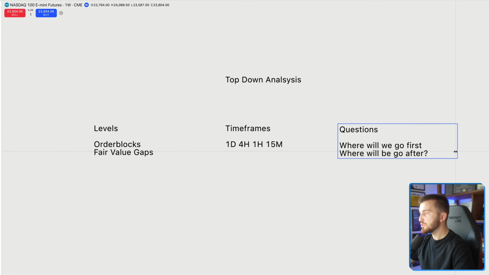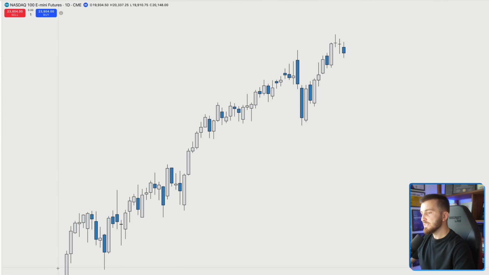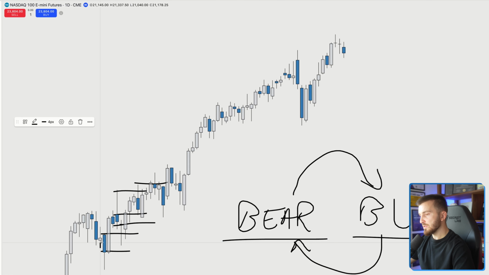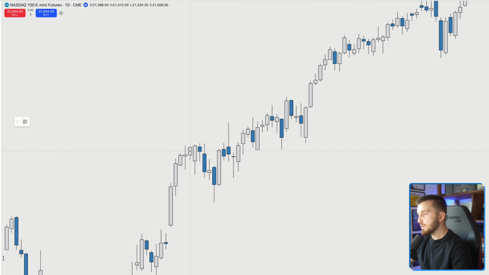So the questions are going to be simply, where will we go first? Where will we go after? Because you see, even though the market is consistently moving to the upside, you can see that we have multiple pullbacks. And that is because the market always goes from bullish levels to bearish levels, to bullish levels, to bearish levels. So we are always in a cycle between bull and bear. So the market moves higher, lower, higher, lower, higher, lower, higher, lower, higher, which gives us the power to ask, where will we go first?